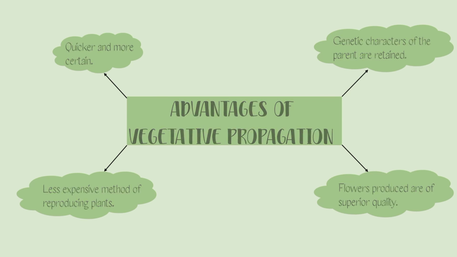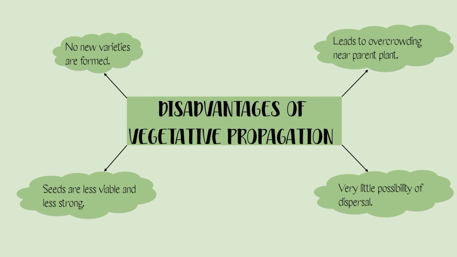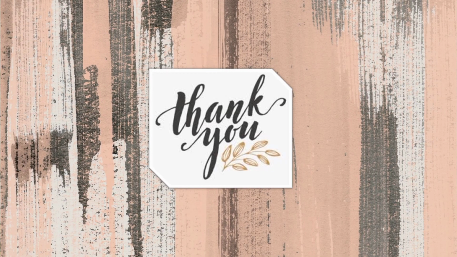But with advantages come disadvantages too. So now let's learn about the disadvantages of vegetative propagation. Vegetative propagation leads to overcrowding near the parent plant, and also new varieties are not formed. The seeds produced are less viable and less strong, and also the possibility of dispersal of these seeds is very less. So with this, we come to the end of our chapter.